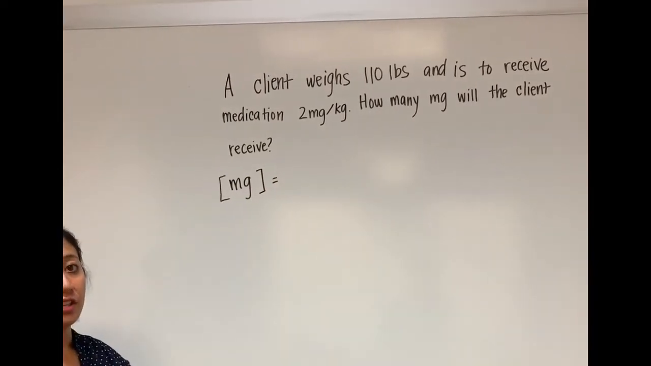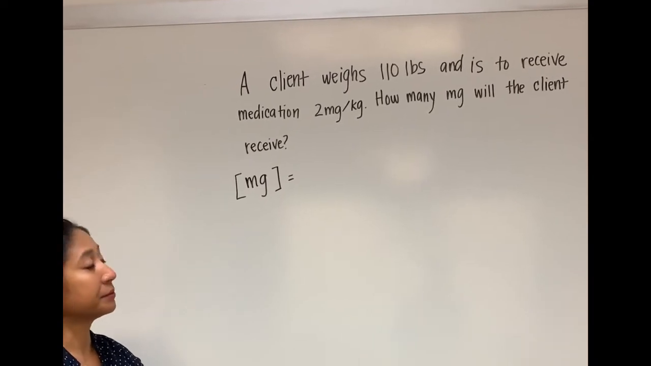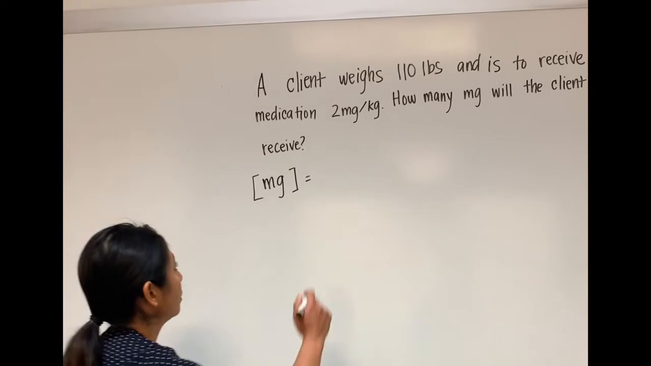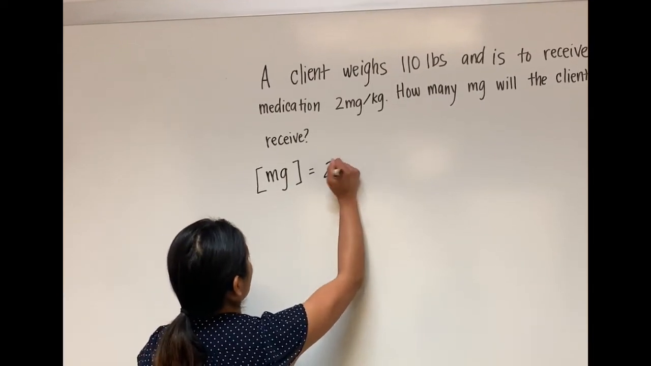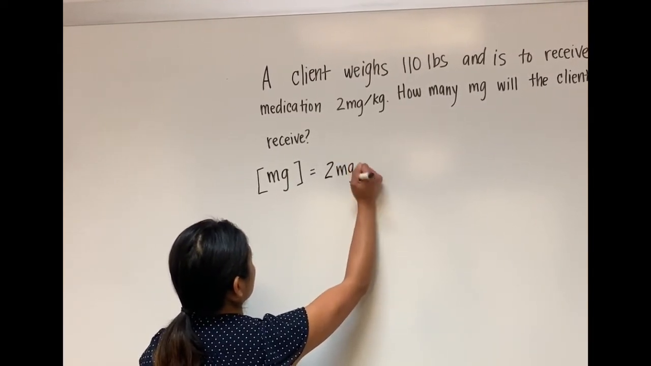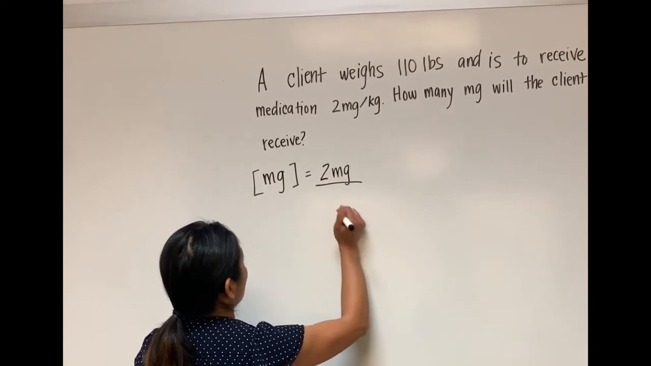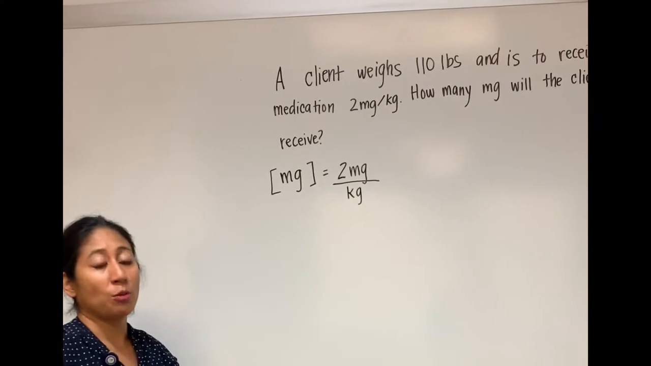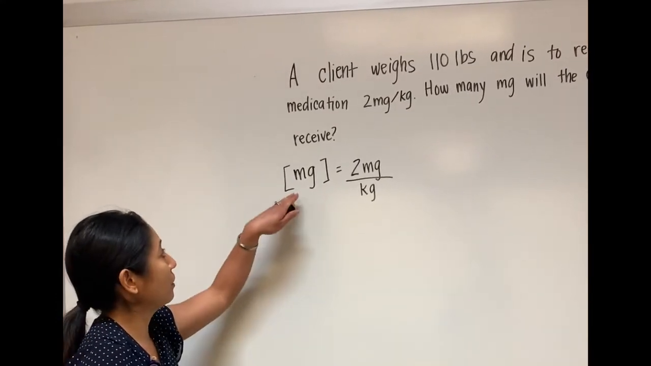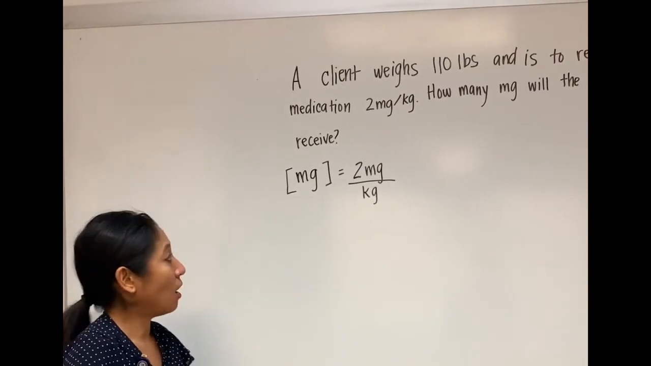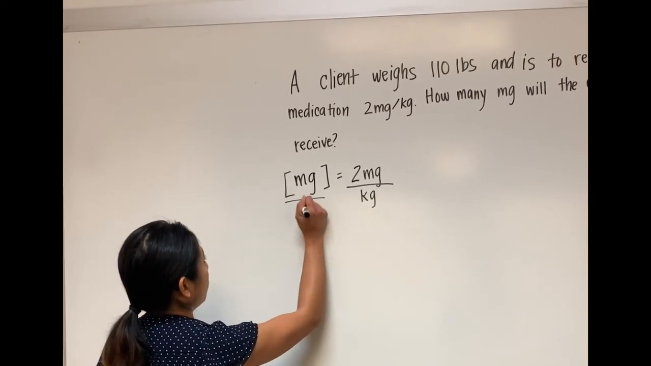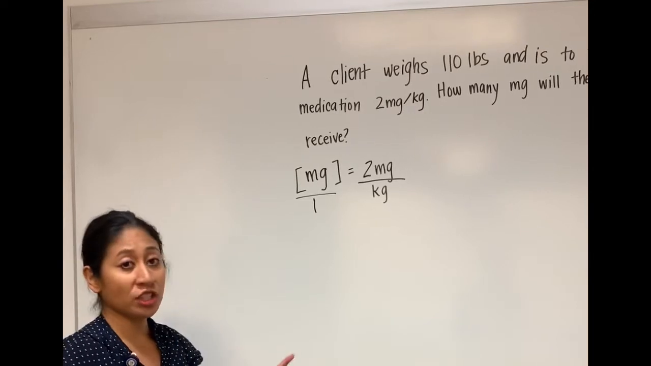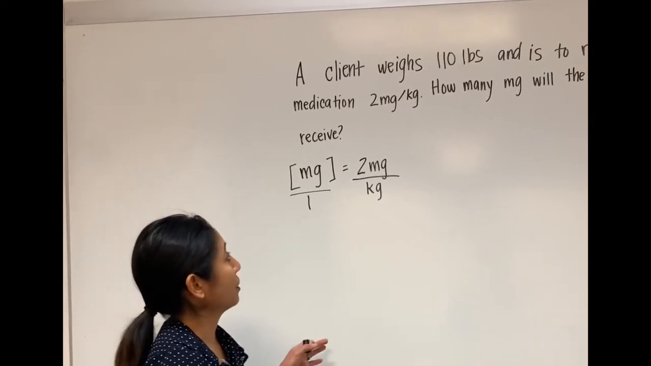What do we have here that shows milligrams? 2 milligrams per kilogram. So let's start off with that. We have 2 milligrams as the numerator over kilograms. Before I proceed, I wanted to make a point here that if you have a unit by itself, all that really means is a milligram over 1. Okay, so a unit over 1. Just to see if that helps you any further, okay?